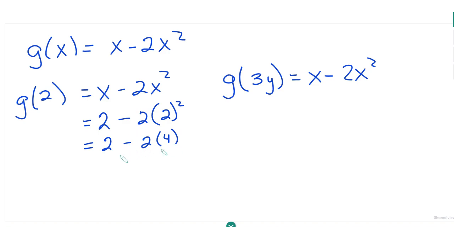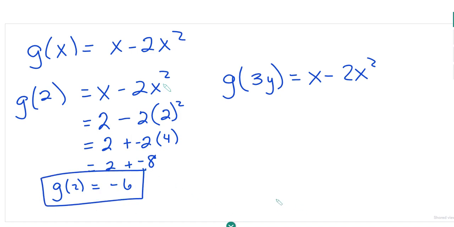Then I'm going to have 2 minus 8. So I have really actually here, this is plus negative, because now I can multiply negative 2 times 4, which gives me negative 8. And then I would simplify it to negative 6. So the value of the function x minus 2x squared when x is 2 is going to be negative 6.